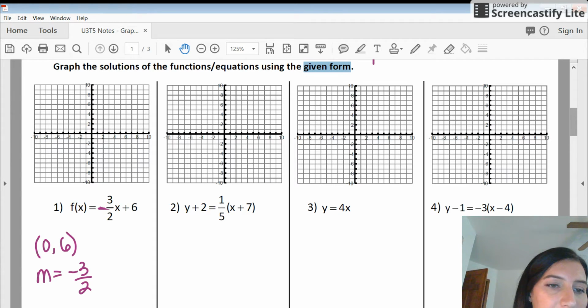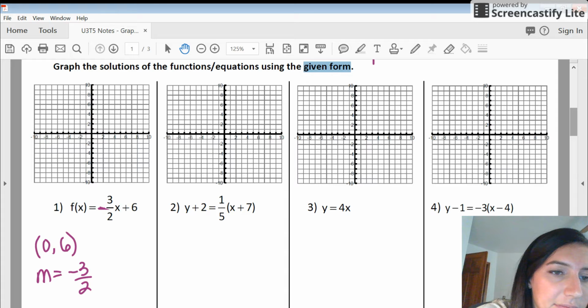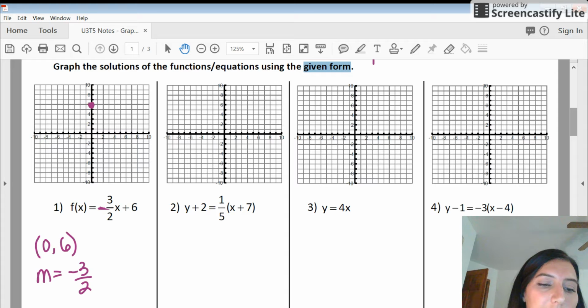So we start by graphing our y-intercept, 0, 6. From that point, I follow my slope. Since my 3 is negative, I'll be going down 3, and then my 2 is positive, so right 2. So I count from my y-intercept down 1, 2, 3, right 1, 2. Again, down 1, 2, 3, right 2. And I continue this pattern across the whole coordinate plane.